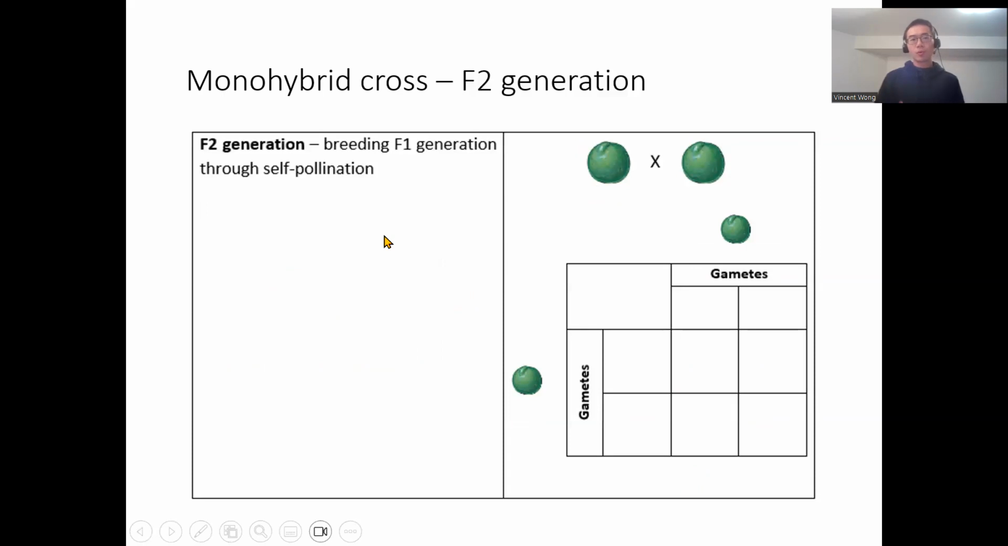Now let's do one more generation. And this is another advantage of breeding plants. You can take the offspring and you can breed them. You can't do that for animals and humans, right? That's like incest, it's not ethical. So here, we're going to take two individuals from F1 and we're going to pollinate them with each other. So these are F1 individuals.